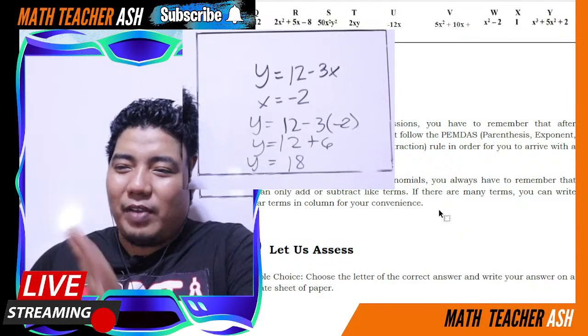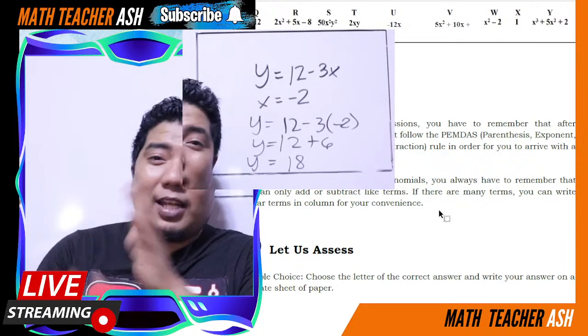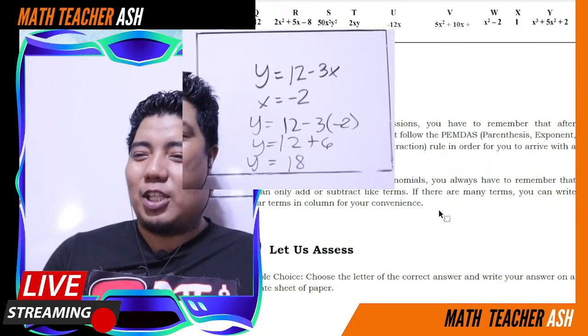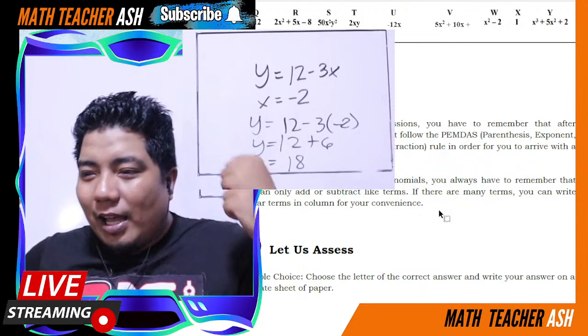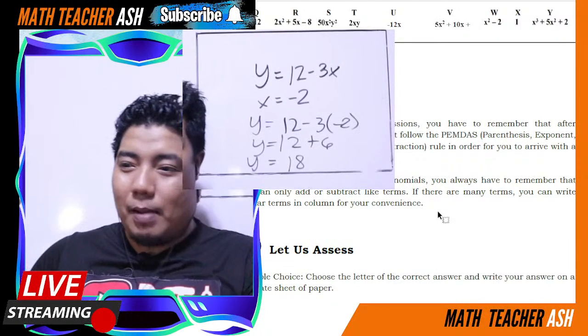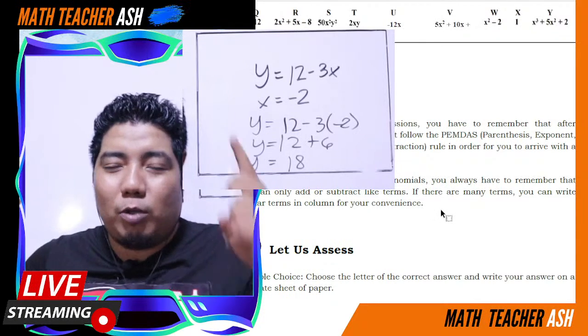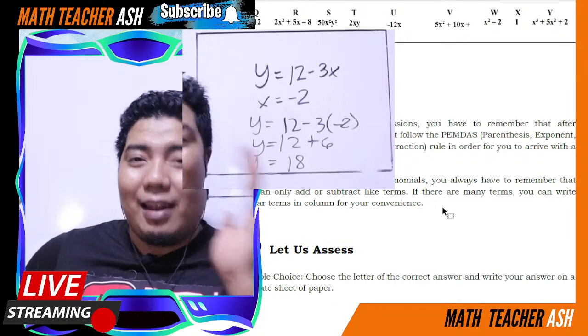And now, we have here the let us remember. What do you call this? The generalization or conclusion of our topic. In evaluating an algebraic expression, you have to remember the PEMDAS: parenthesis, exponent, multiplication, division, addition, and subtraction. But always remember, the order is from left to right for multiplication and division, as well as for addition and subtraction. Left to right.